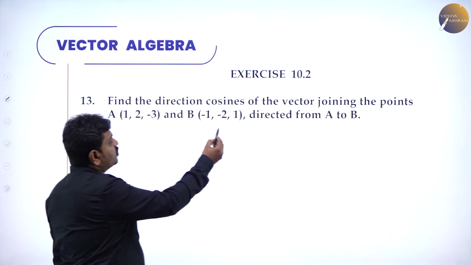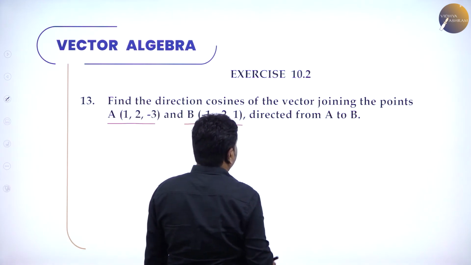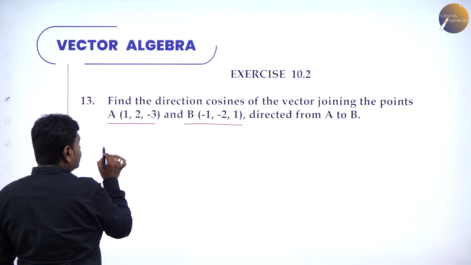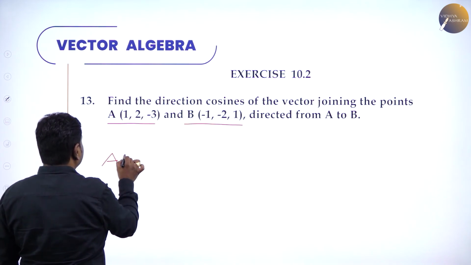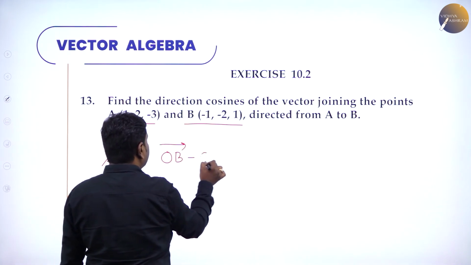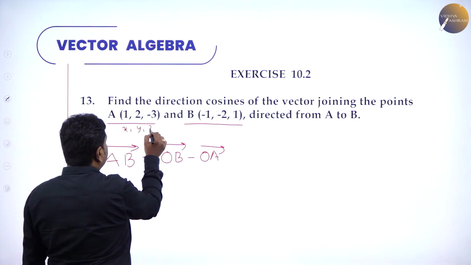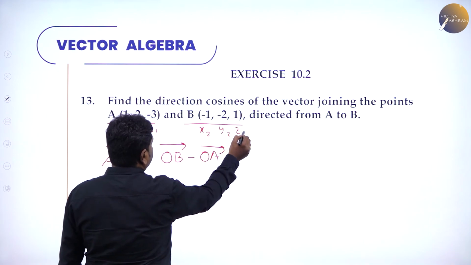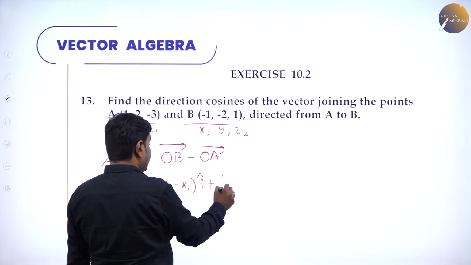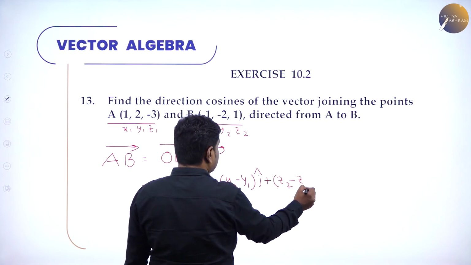Then find the direction cosines of the vector joining the points A (1, 2, -3) and B (-1, -2, 1). They want the direction cosines of the vector joining AB. So first you create a vector. How to create a vector? I taught you. Vector AB is vector OB minus vector OA. Just subtract the coefficients. This is x1, y1, z1. This is x2, y2, z2. So x2 minus x1 i cap plus y2 minus y1 j cap plus z2 minus z1 k cap is the vector AB.